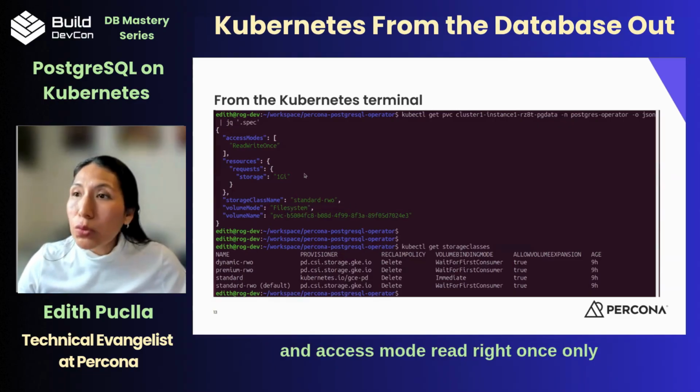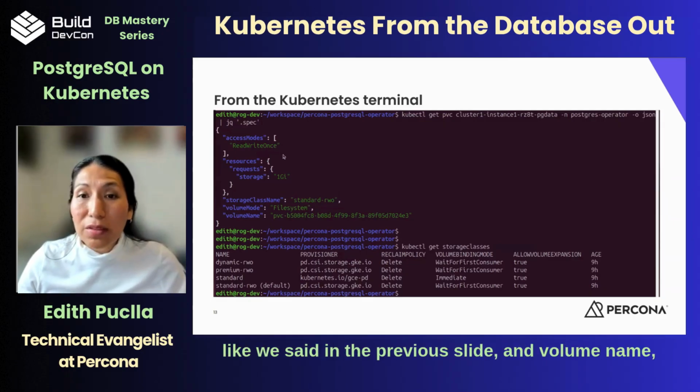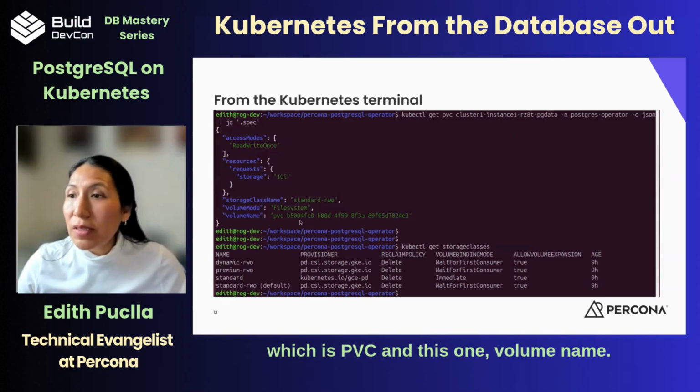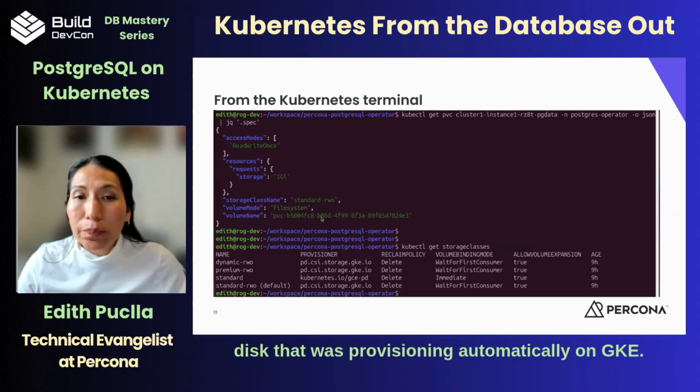And access mode, ReadWriteOnce. Only one pod can write to the disk at a time, like we said in the previous slide. And volume name, which is the PVC, this one. This is the ID of the real Google persistent disk that was provisioned automatically on GKE.